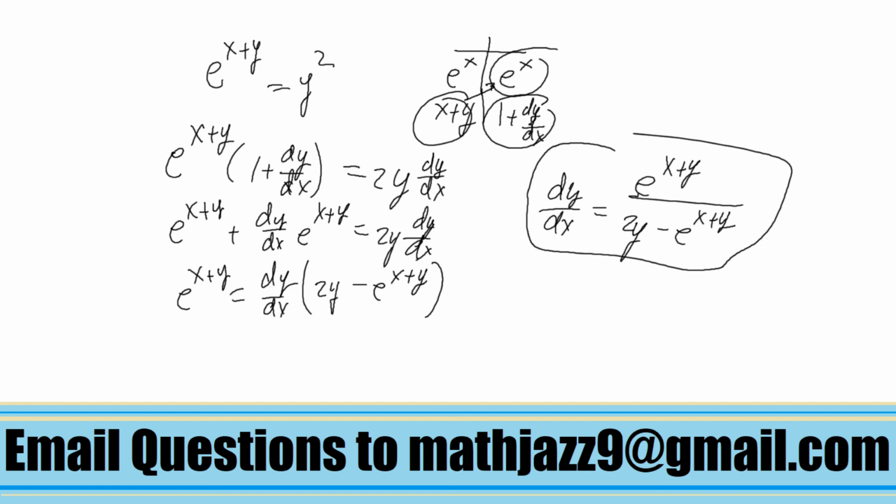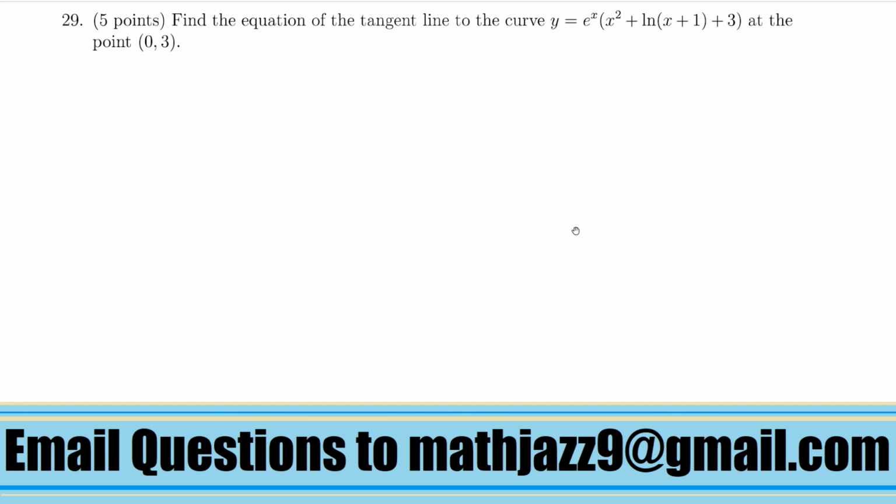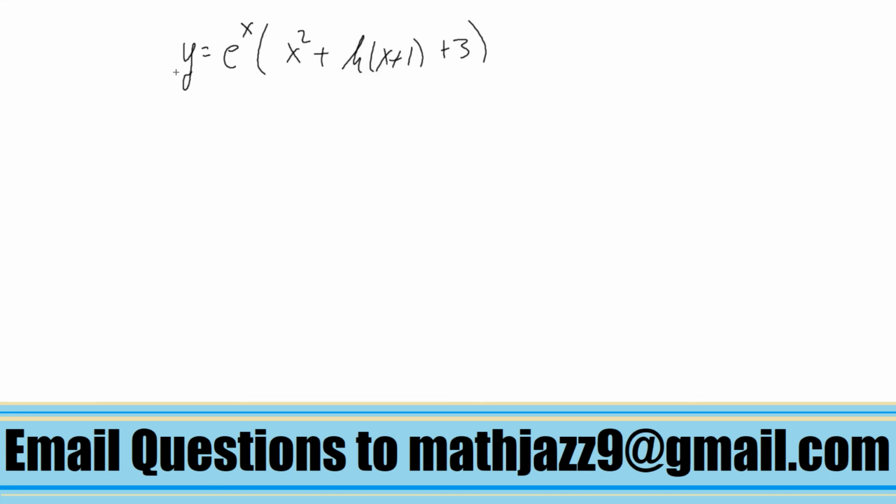The next question is: find the equation of the tangent line to the curve y equals e to the x times (x squared plus ln(x plus 1)) plus 3. That is a mouthful. Y equals e to the x, squared plus natural log of x plus 1, plus 3. Okay, so we want to find the tangent line at the point (0, 3).